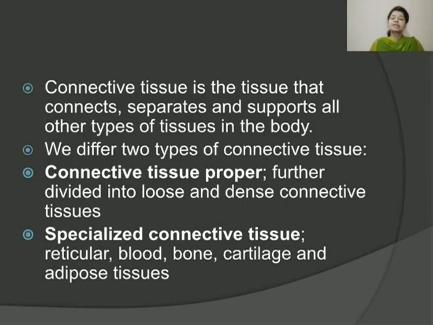So we can classify connective tissue into two broad categories, and those categories are further subdivided. The broad categories are connective tissue proper and specialized connective tissue. Connective tissue proper is further subdivided into loose connective tissue and dense connective tissue, and specialized connective tissue is divided into reticular, blood, bone, cartilage, and adipose tissue. So in the coming slides we will be studying all these different types of connective tissues in detail.